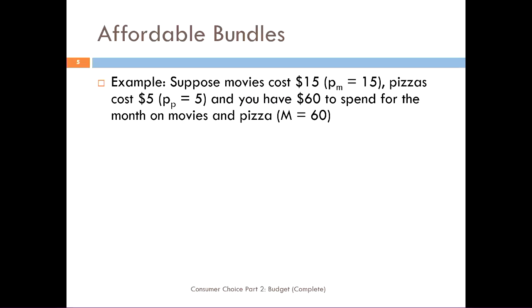So I'll do an example here. Suppose the movies cost $15, so PM equals 15. Pizzas cost $5, so PP equals 5. And your income is $60, or if you want to say your budget is $60, right? So we're going to call it income. Okay, so you have $60 available to spend that month on pizzas and movies, and those are the prices.